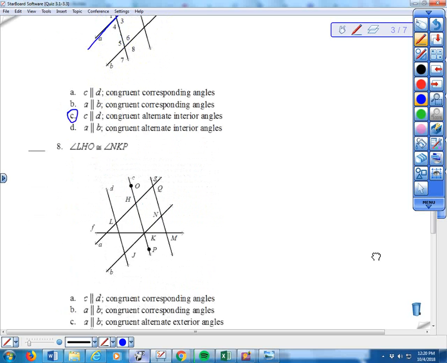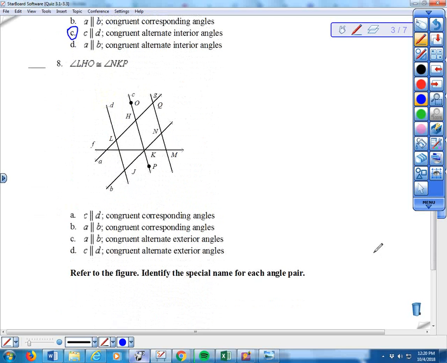If, let's see, LHO is congruent to NKP. NKP. If those two are congruent, those are alternate interior angles. This would be your parallel line, and there is your transversal. That's what I meant, alternate exterior. So it's A and B because of alternate exterior.